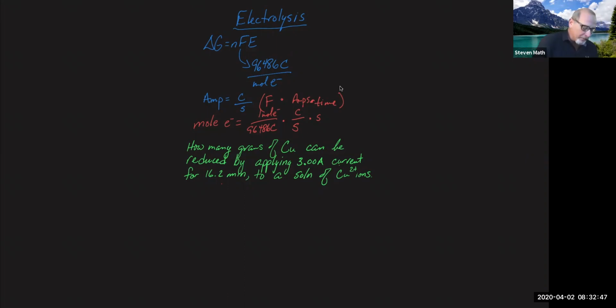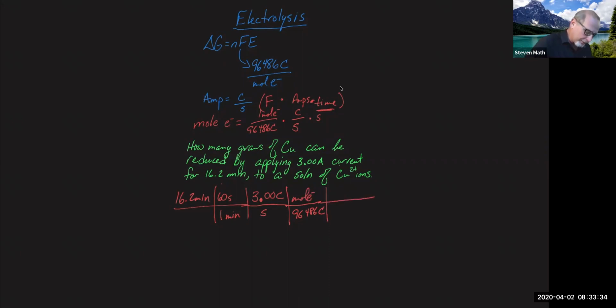So the first thing I'm going to do is start with time. So we have 16.2 minutes, and that does me no use whatsoever in the minutes form. So I'm going to take that, and in 1 minute, there are 60 seconds. And now I can use my amperage. 3 amps is the same as saying 3 coulombs per second. So now my seconds are going to cancel. And now I'm going to use Faraday's constant of 96,486 coulombs per mole of electrons.